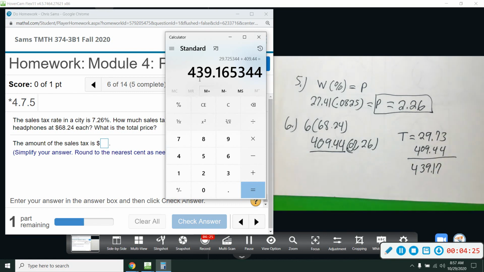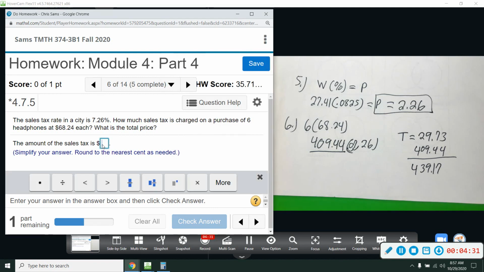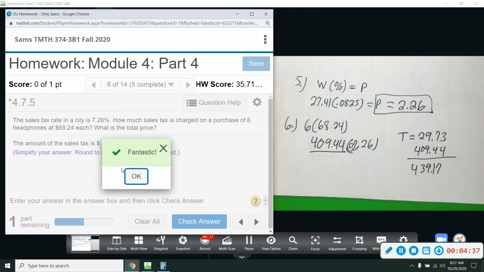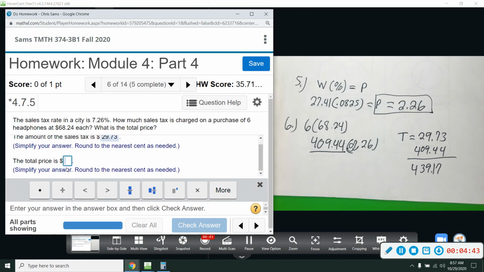439.17. Okay, so part 1 wants to know what was the sales tax. So that's the 29.73. And then the total price, so after adding the tax to the total cost, we get $439.17.